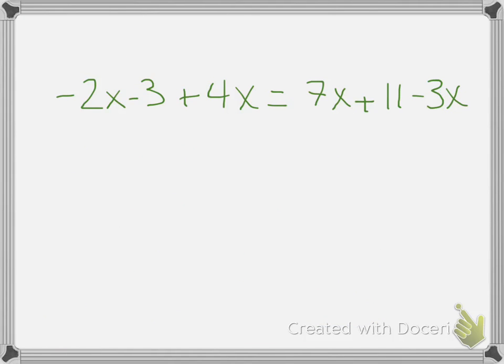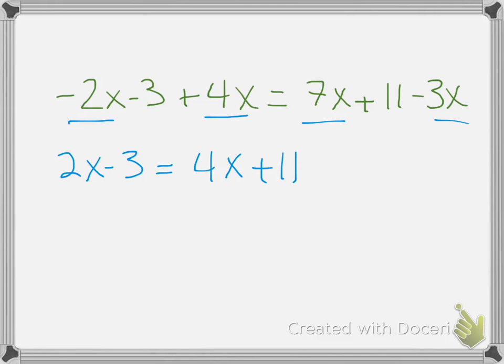Okay, let's see if there's any like terms I can combine, because there's nothing I can distribute right now. So we got this negative 2x and 4x. So negative 2x plus 4x is 2x. And the 7x and negative 3x, 7x minus 3x is 4x. Now let's start moving things around because I need x on one side and my numbers on one side. So let's subtract this 2x to get rid of it over here. So I have negative 3 equals 4x minus 2x is 2x.